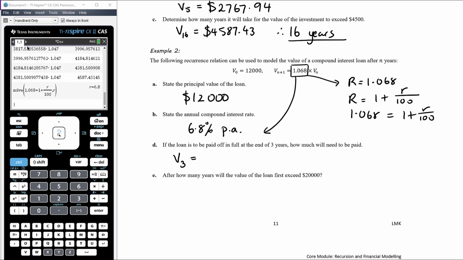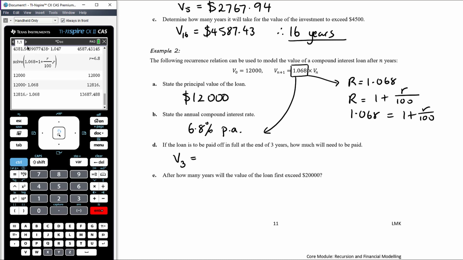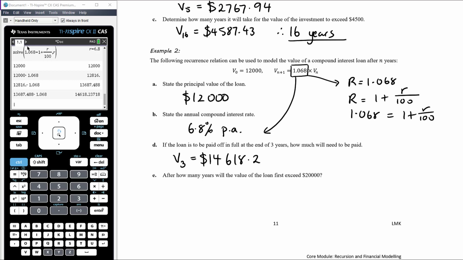So again, let's get our CAS happening. So $12,000 is the principal, and each year we're multiplying by 1.068. Okay, so that's after 1 year, 2 years, 3 years. So after 3 years, it's worth $14,618.24, and so therefore $14,618.24 will need to be paid if we want to pay it off in full at that time.